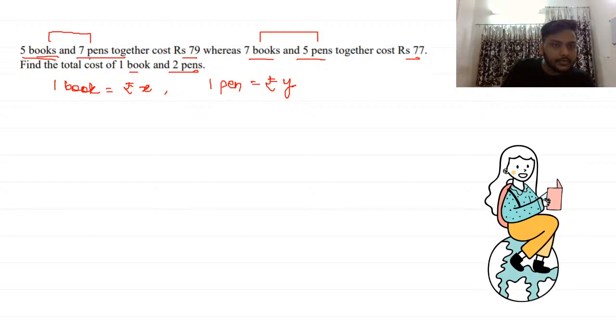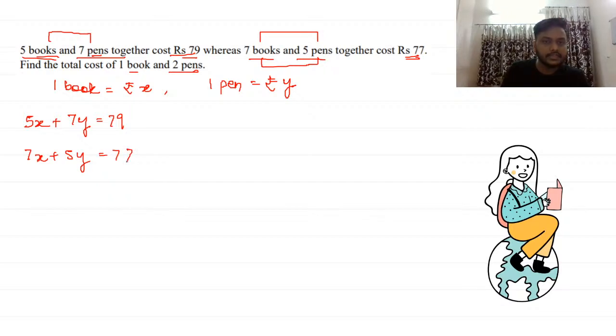It is given that 5 books and 7 pens together cost 79, which means 5x plus 7y is equal to 79. This is your first equation. The second thing given is that 7 books and 5 pens together cost 77, which means 7x plus 5y is equal to 77. If I want to use the elimination method, I'll have to make the coefficient of x the same, or the coefficient of y the same.